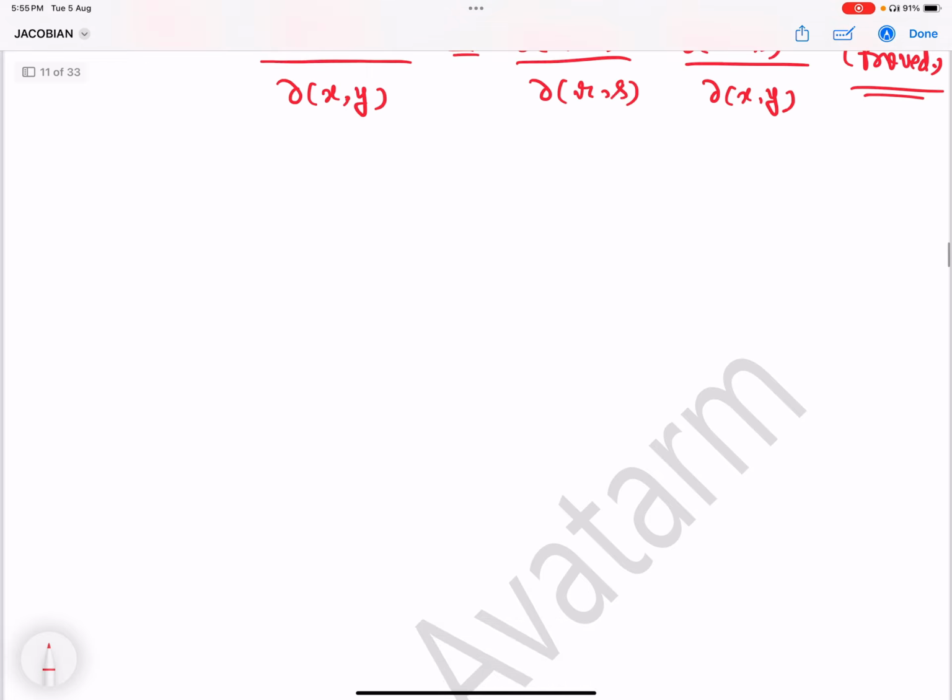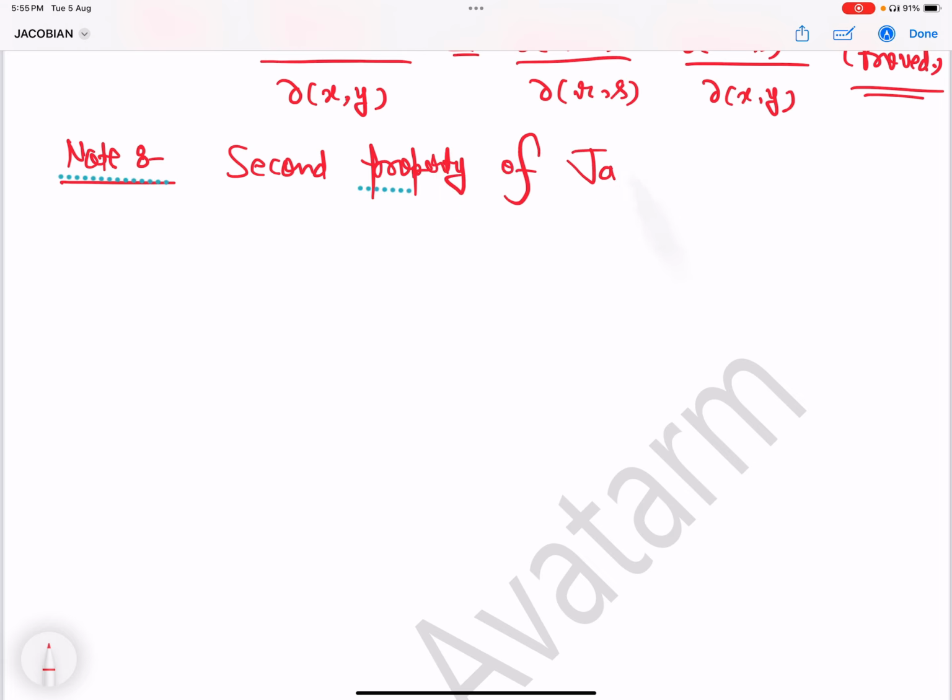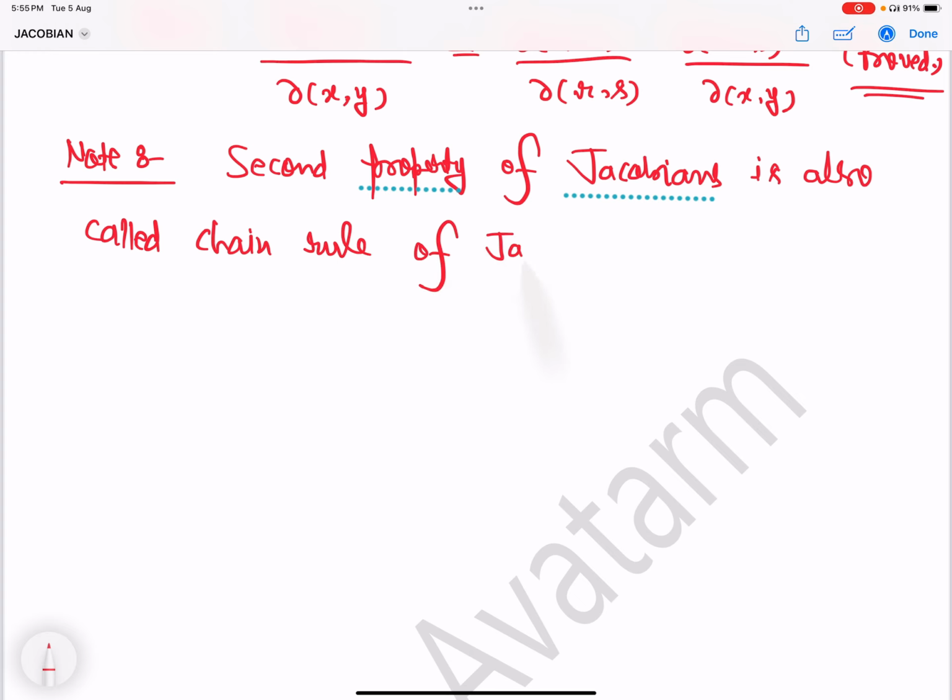Note that the second property of Jacobians is also called the chain rule of Jacobians, because it is a chain rule.